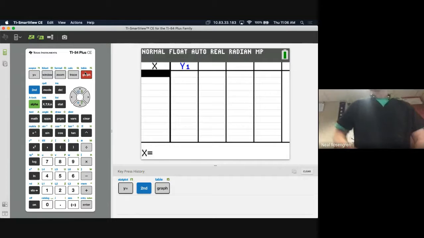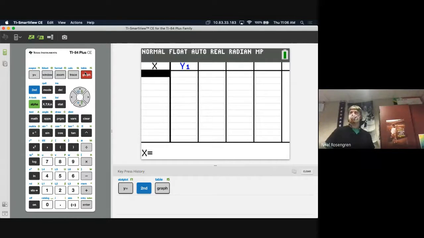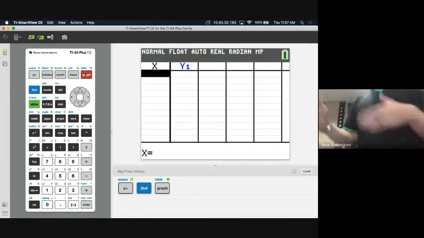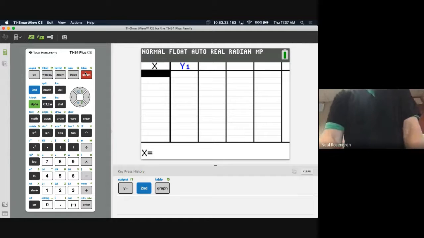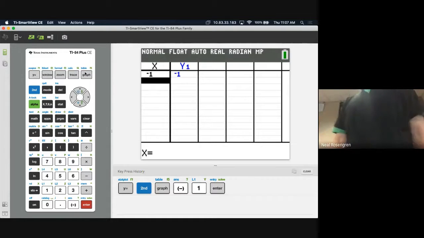And if I go to the table, and if it's already set up so that your independent is set to ask, we can plug in whatever numbers we want. We don't have to go searching for them. And if we like the results, we'll use them. If we don't, we'll drop them and we'll pick a different one. Let's see what happens to -1. Love it. -1.